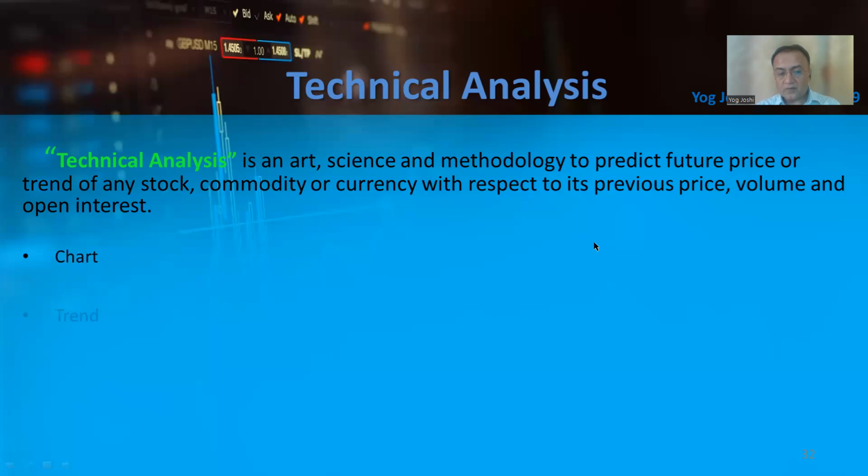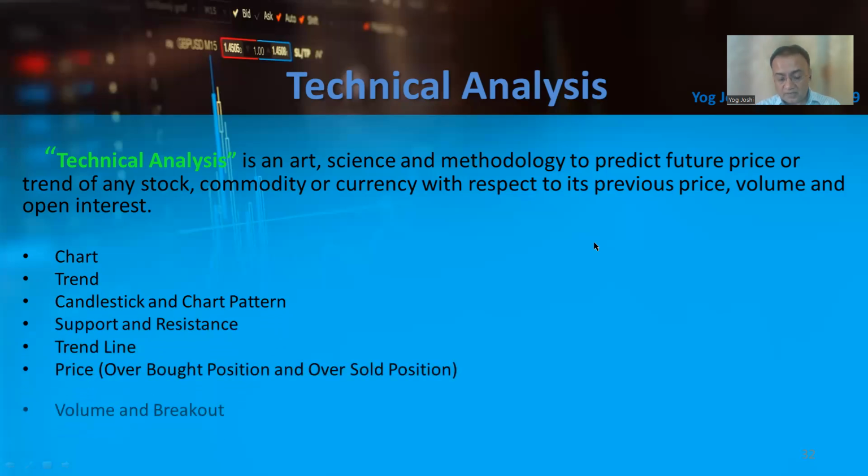We are supposed to have knowledge of charts, trend, candlestick patterns and chart patterns, support and resistance, trend line, price, and overbought and oversold positions. It is just like when you are having a fever, versus a normal person. So price indicates overbought and oversold positions. RSI indicates overbought and oversold positions. Stochastics indicate overbought and oversold positions. We can also think about MACD for overbought and oversold positions.